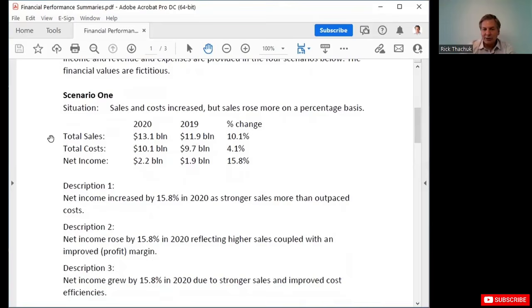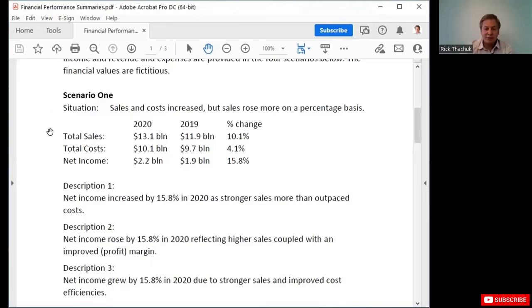So as I look at these values, I see that total sales was up, total costs were also up, and net income was up. On a percentage basis, I see that total sales were up by more than total costs, and that consequently net income was up fairly strongly. That is described in our situation. Sales and costs increased, but sales rose more on a percentage basis. This is the pattern that I'm going to study right now.